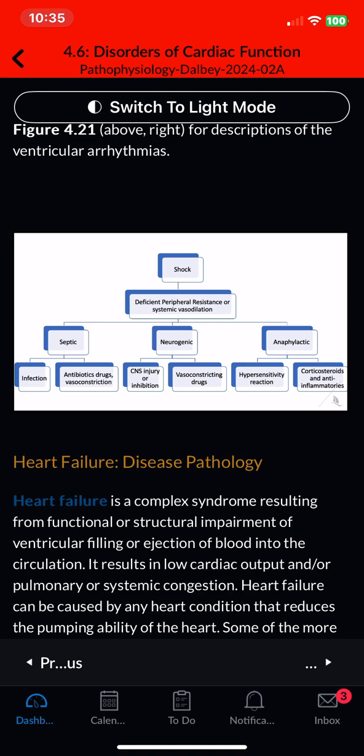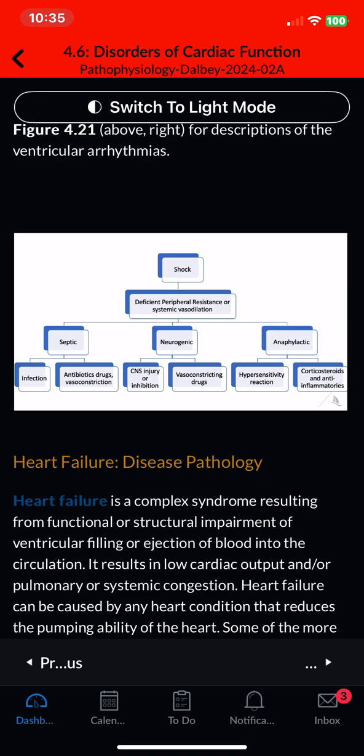The other types of shock occur because of deficient peripheral resistance or systemic vasodilation. With a decrease in resistance and vasodilation, there's not going to be enough blood pressure to push the blood back to the heart. So the treatments for these particular types of shock are aimed at addressing the cause of the shock and then increasing vasoconstriction and contractility.